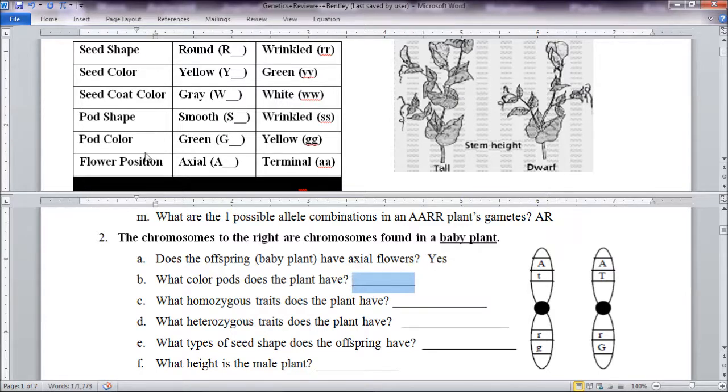So pod color will be either green or yellow, depending on if it's big G or little g, and it looks like we have big G, little g, which is the same thing as green pod color. So it wants to know what homozygous traits we have. Homozygous means two of the same gene, so we would be big A, and little r is what it looks like. The heterozygous traits mean they are different, and so in that case it is big T, little t.